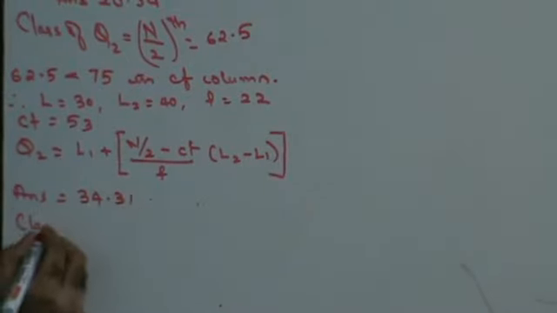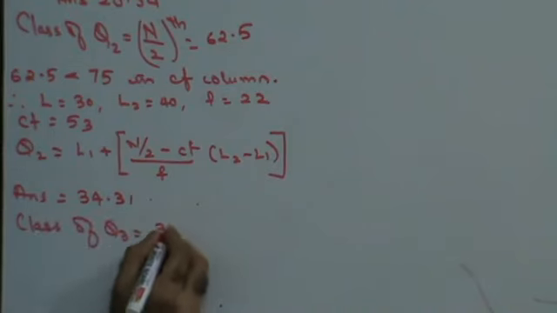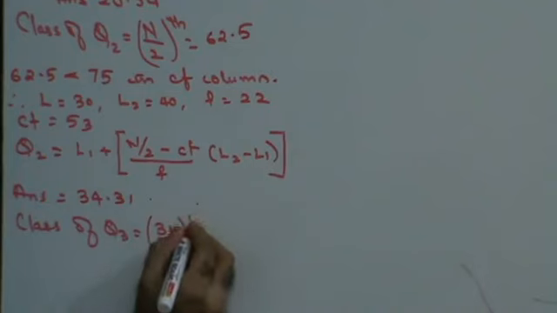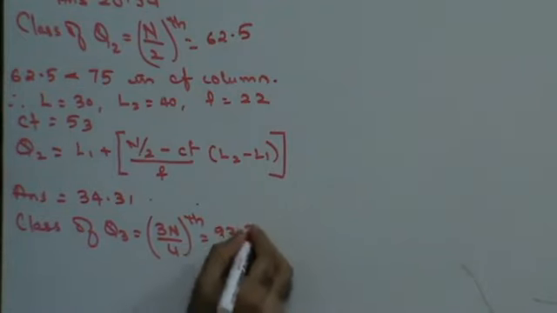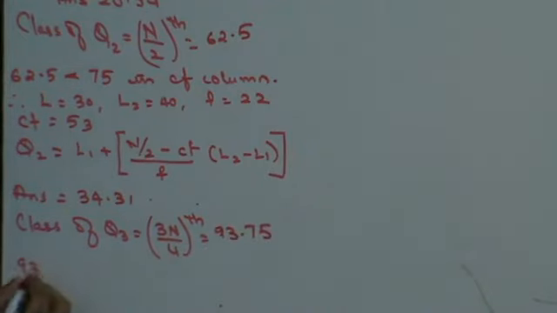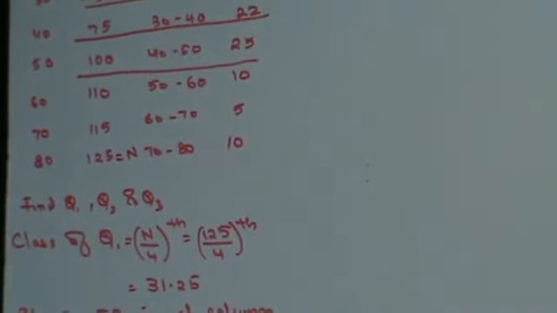Next, class of Q3. Class of Q3 is going to be 3n by 4th term. So this will be 3 into 125 by 4, which is nothing but 93.75. Now 93.75 is less than 100 in the CF column.